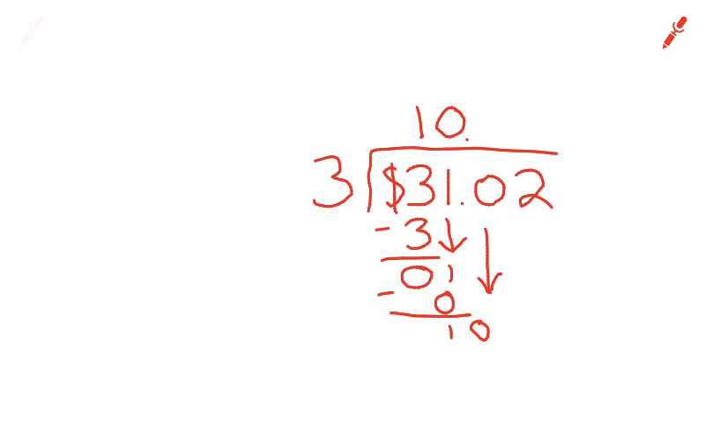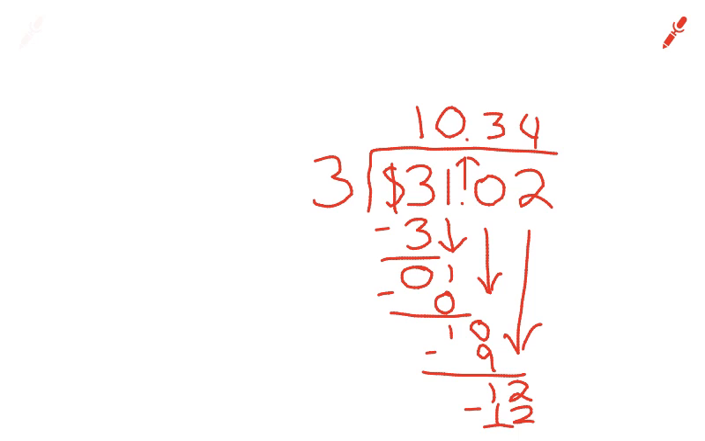Hey, did you notice what I just did? I put the decimal point straight above there. You need to do that too. 3 goes into 10, 3 times. 3 times 3 is 9. Subtract, you get 1, and now you bring down your final 2 here. 3 goes into 12 4 times. 3 times 4 is 12. Hopefully you can write it though. And so our average becomes $10.34.